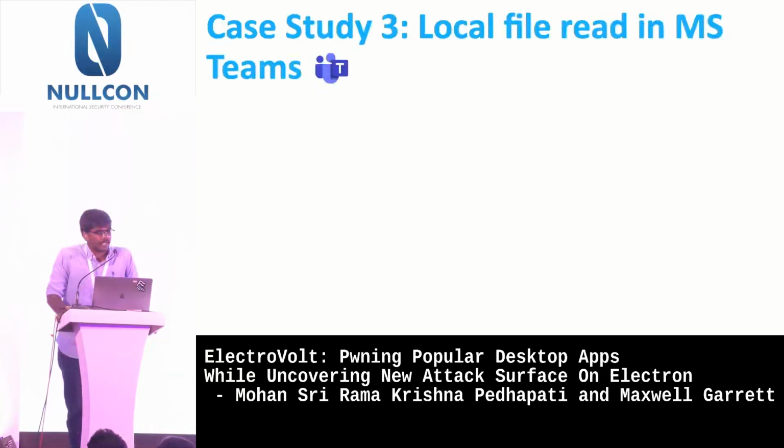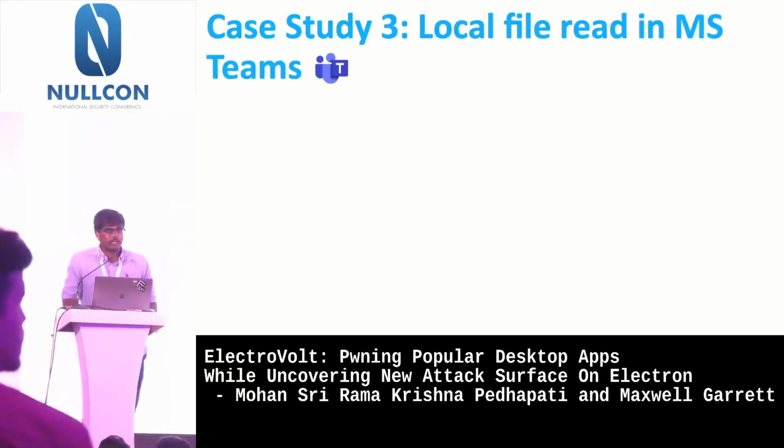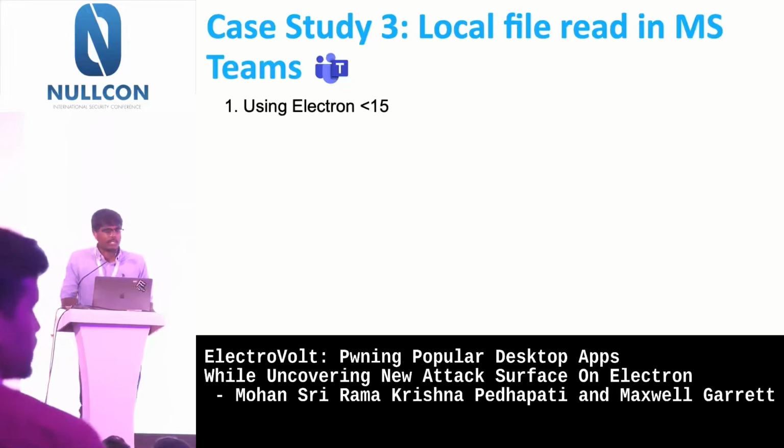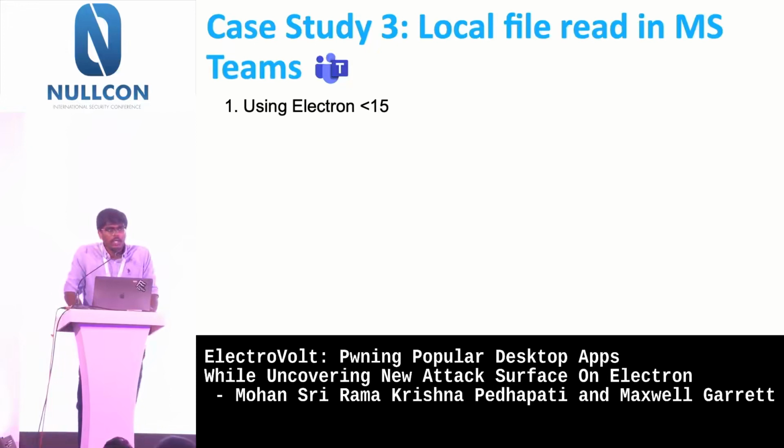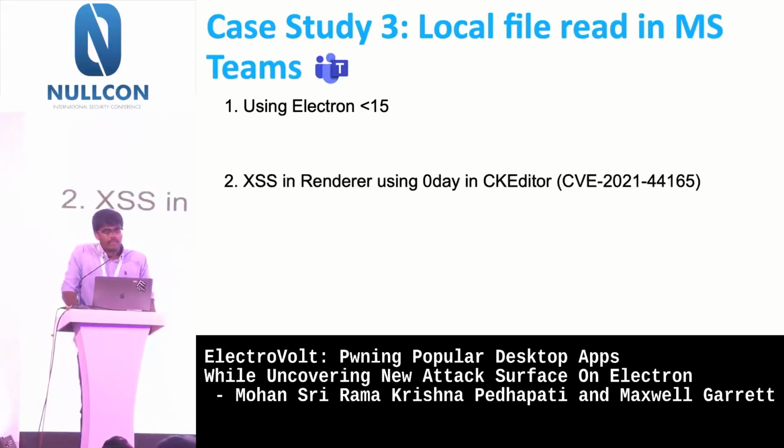So let's see our case study 3, local file read in Microsoft Teams. It was using the latest version of Electron, which is Electron 15 or less. The remote module is completely removed, so we can't use the remote module to get remote code execution, and we need to find an XSS, right? We found an XSS in one of the renderers where, if you send a message to the victim, you can pop the XSS there. We found an XSS in CKEditor. This is the CVE for that.